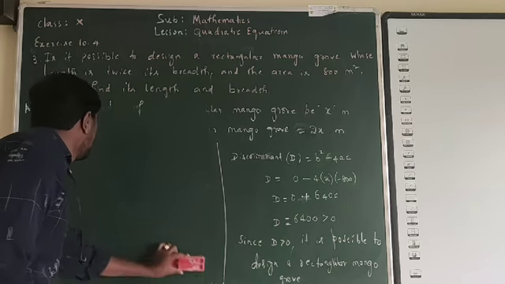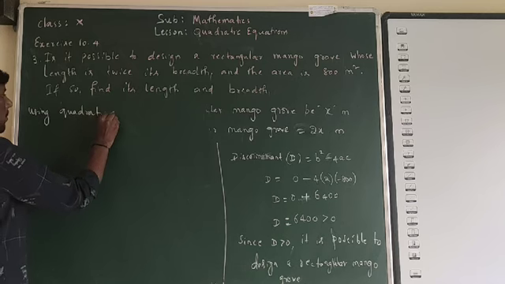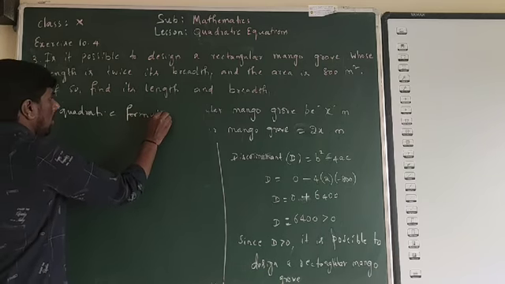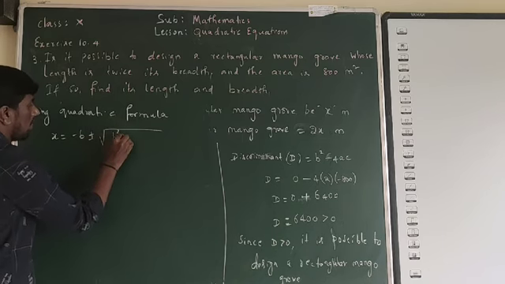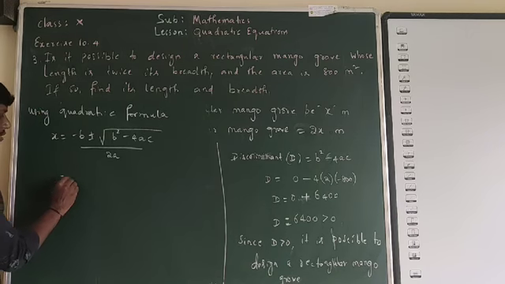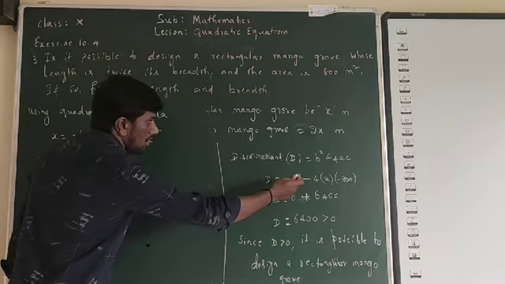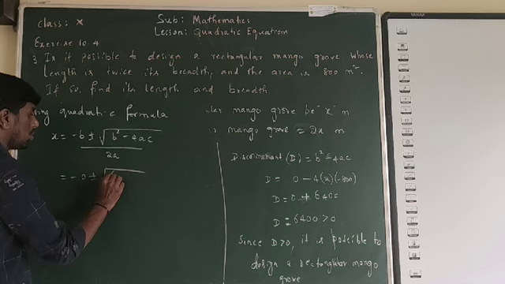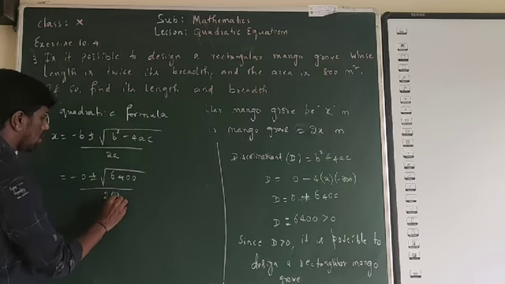By using the same formula, so we do that using the quadratic formula. Using the quadratic formula, x is equal to minus b plus or minus square root of b square minus 4ac, divided by 2a. Right? So what is the b value? The b value is 0. Minus 0 plus or minus, divided by 2. 2 into a value is 2.